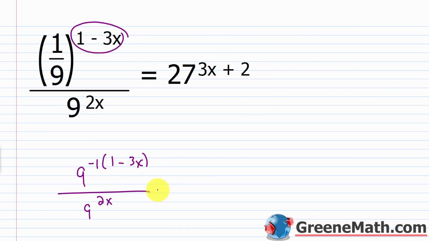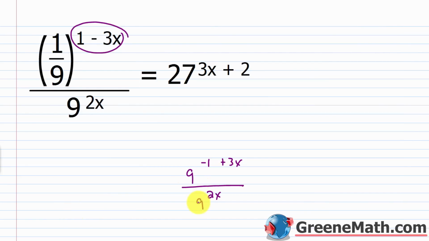Forget about this side for a minute. Let's just simplify this. Negative 1 times 1 is negative 1. So this would be 9 to the power of negative 1. And then negative 1 times negative 3x would be plus 3x. This is over 9 to the power of 2x. Now, let me just erase this real quick.